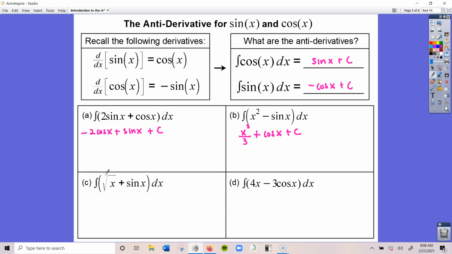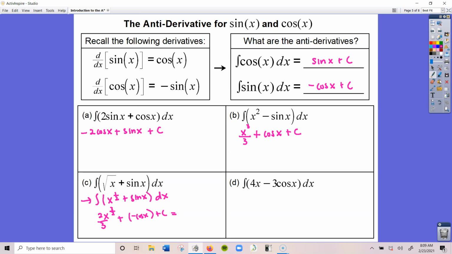Last one here, not last one, but the next one, we have the square root of x plus sine x. First, I would rewrite this using my exponents. So this would be the integral of x to the 1/2 plus sine of x dx. So my answer here, we would have to add 1, so x to the 3 over 2, because I have to add 2 over 2 to be able to add 1 to that exponent, multiply by the reciprocal of the fraction, so 2 over 3, plus the integral of sine, which is negative cosine x, plus c.